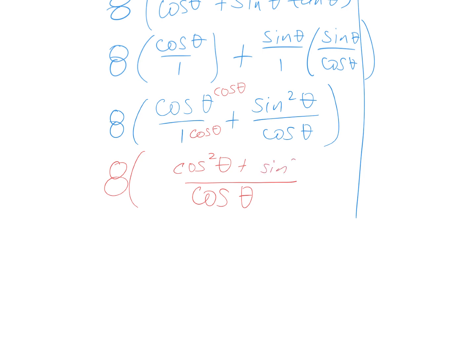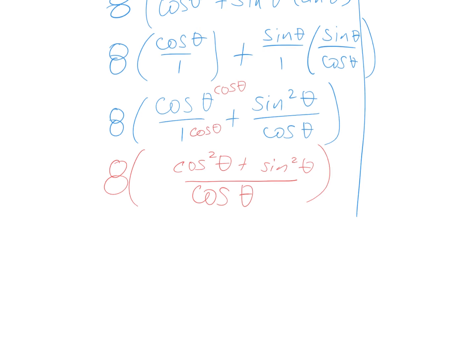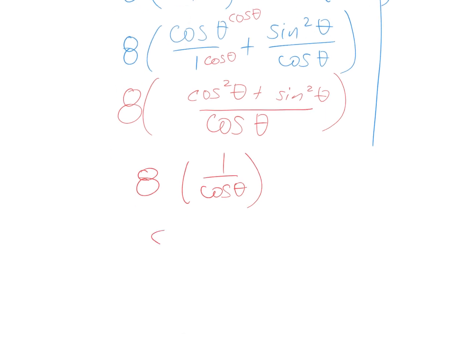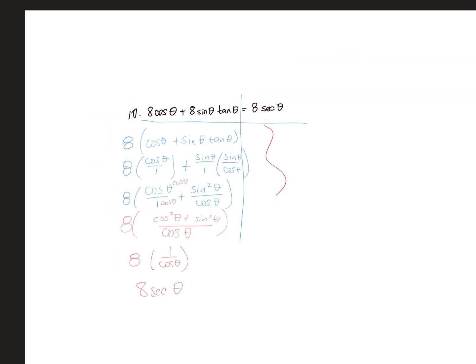I like that confidence. Does anybody notice anything about your numerator? How do you know it equals 1? Because it's one of those Pythagorean theorems. So I have 8 times 1 over cosine. What's another way, guys, I can write 1 over cosine? So 8 secant theta, which is exactly where we were trying to go.